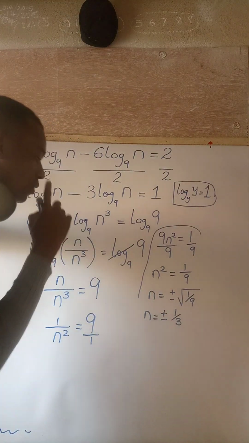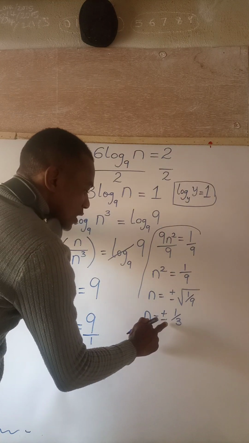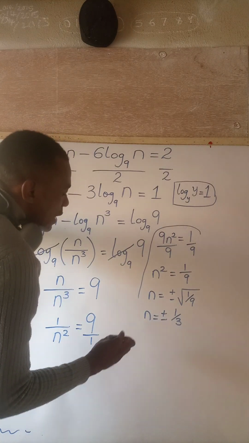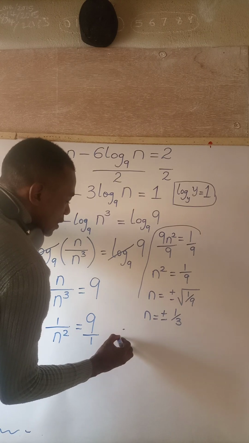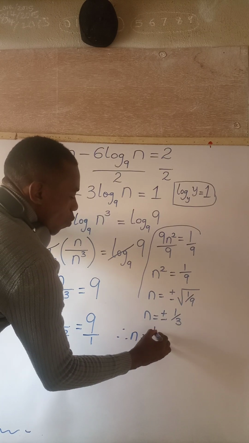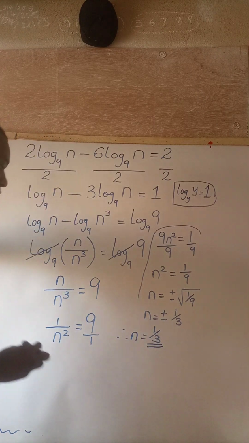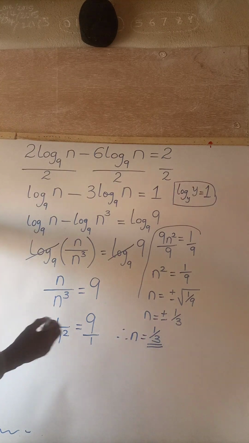But in this very question, the value of n must be positive so that the log will exist. That is, n is equal to 1 over 3.